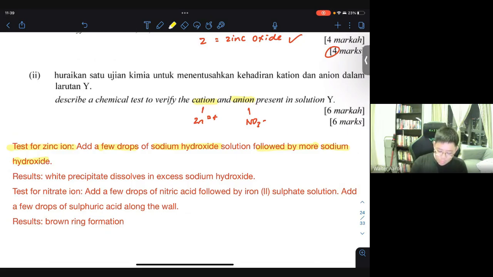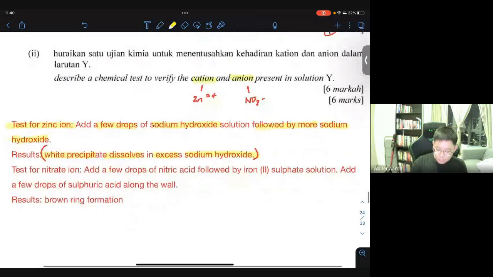And in this case, a white precipitate can form. But if you add even more sodium hydroxide, it dissolves in excess sodium hydroxide. So this test is a positive indication for zinc ions, where the white precipitate dissolves in excess sodium hydroxide. To test for nitrate is very simple.